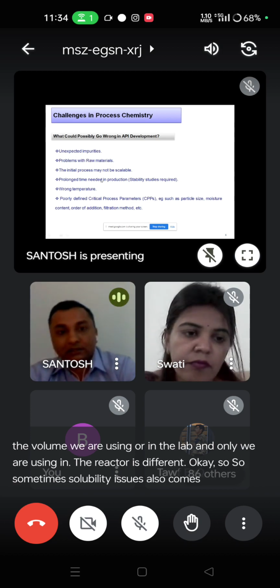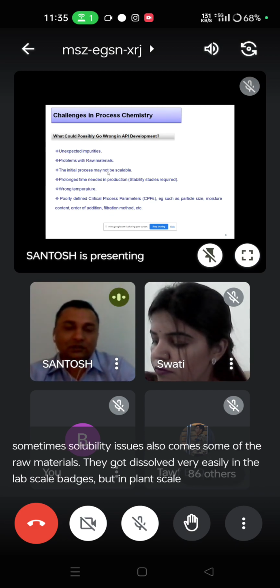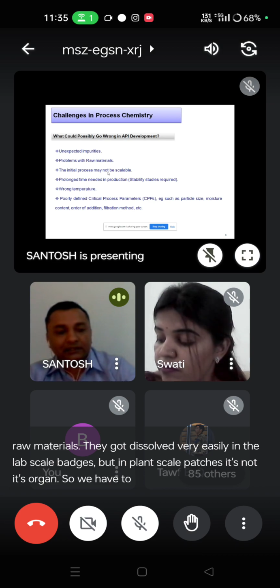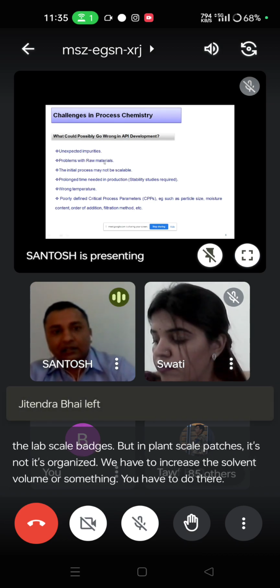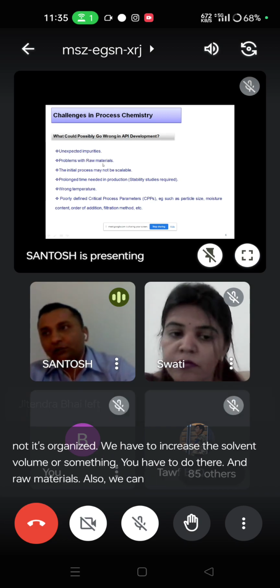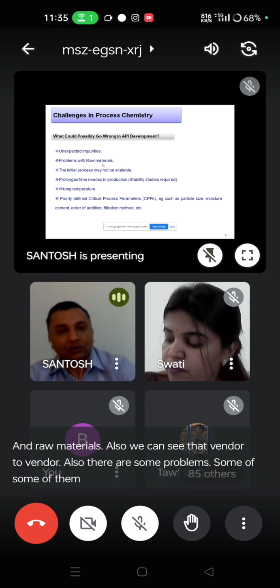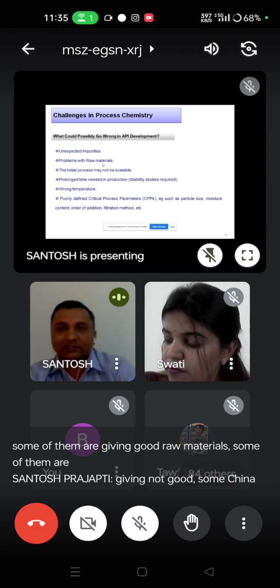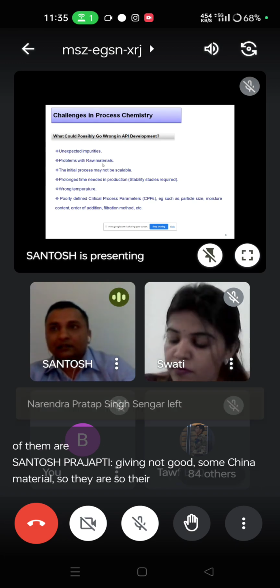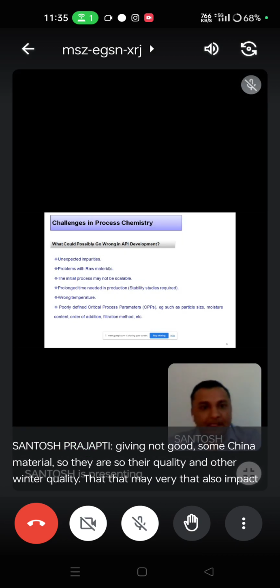Some of the raw materials dissolve very easily in lab scale batches, but in plant scale batches they don't dissolve. We have to increase the solvent volume or do something there. Raw materials also vary from vendor to vendor. Some vendors give good raw materials, some don't, and some are China material. So their quality and other vendors' quality may vary. That also impacts your reaction.